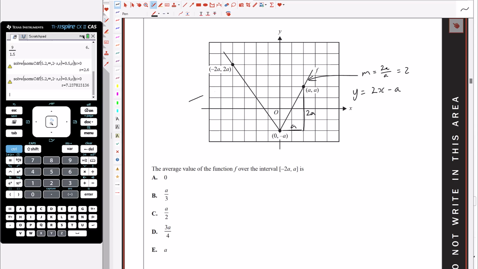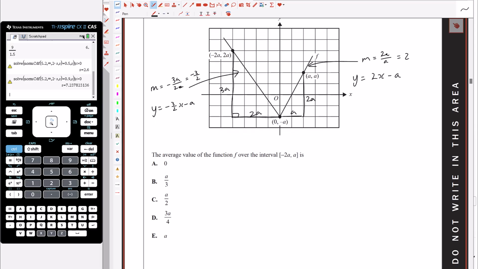And this part over here, again, let's calculate gradient. We've clearly got negative gradient. This distance there is 2a. This distance here is going to be a plus 2a, so that's going to be 3a. So your gradient is going to be negative rise over run, so negative 3 on 2. And again, y-intercept is negative a. Okay, so that's that part of the function there.